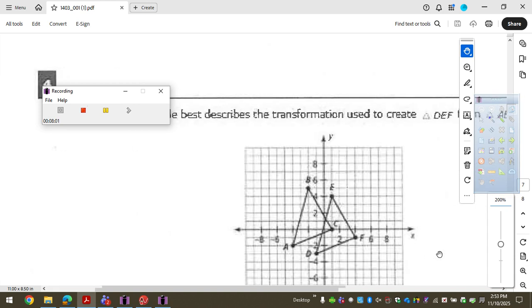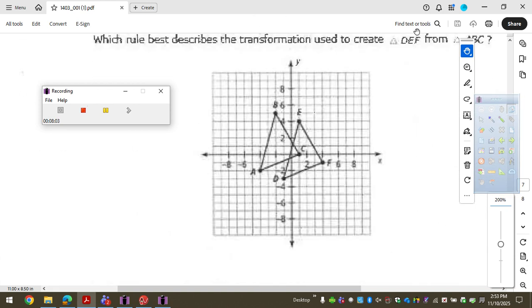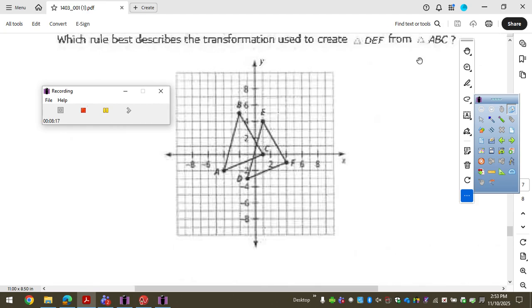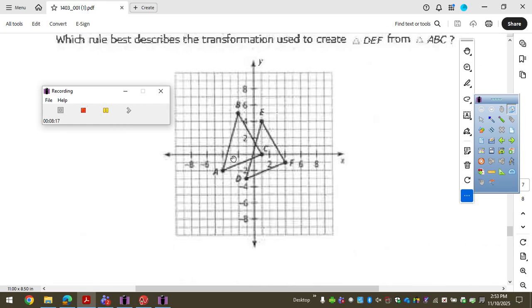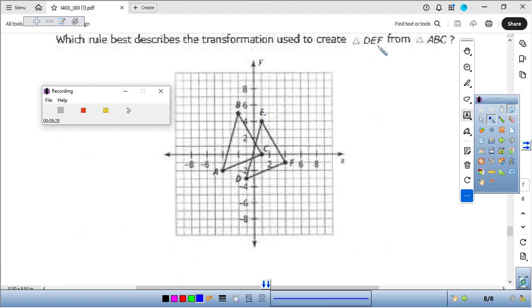Okay, what it's showing me here is DEF, which is this one over here, from ABC. So DEF comes from ABC. So this is the original one, and then it goes to the right and down. Same size. You can just see they're the same size there. So I'm going to go from B to E. Look how B and E, you see that? In the same spot.